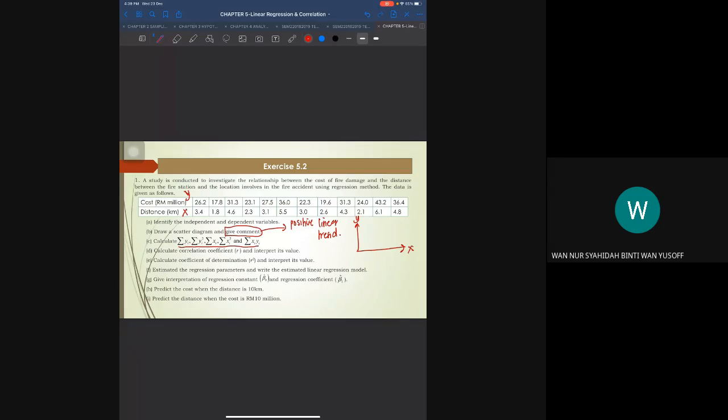D, calculate the correlation coefficient and interpret its value. In the assessment, final or quiz, usually we do not mention it is R, so you have to know by your own. Correlation coefficient is R. Similarly, coefficient of determination, we do not state here it is R square. You have to know by your own. Coefficient of determination is R square. Okay, we go to D.